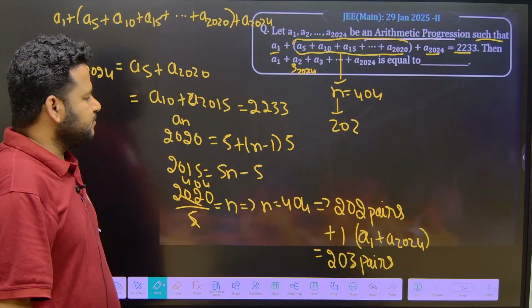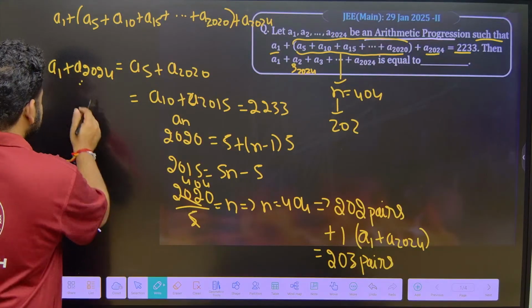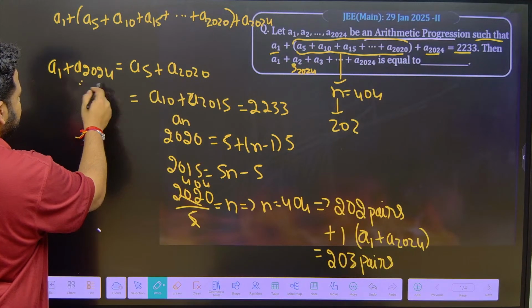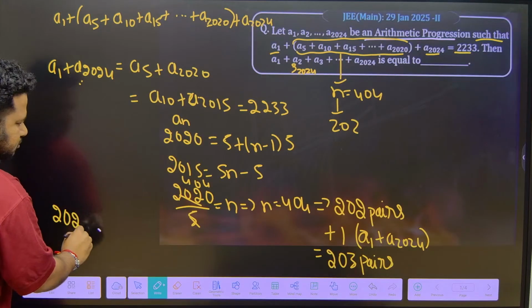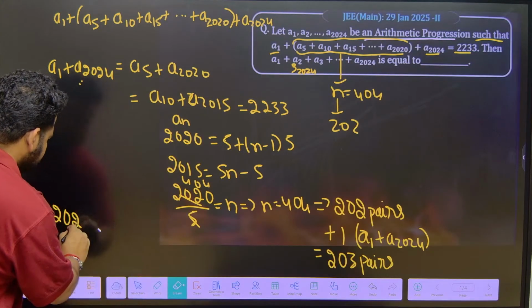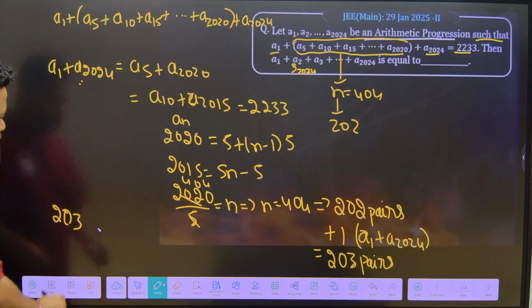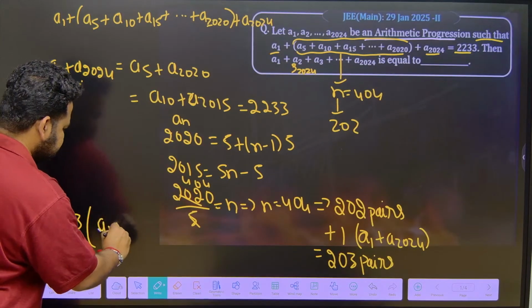We got 203 pairs. Now what I can write is, any of these I can take. Let me take the A1 plus A2024 pair. That will become equal to 2023. No, sorry, this is 203 pairs, right? So this will become 203 into, since the number of pairs is 203, A1 plus A2024.